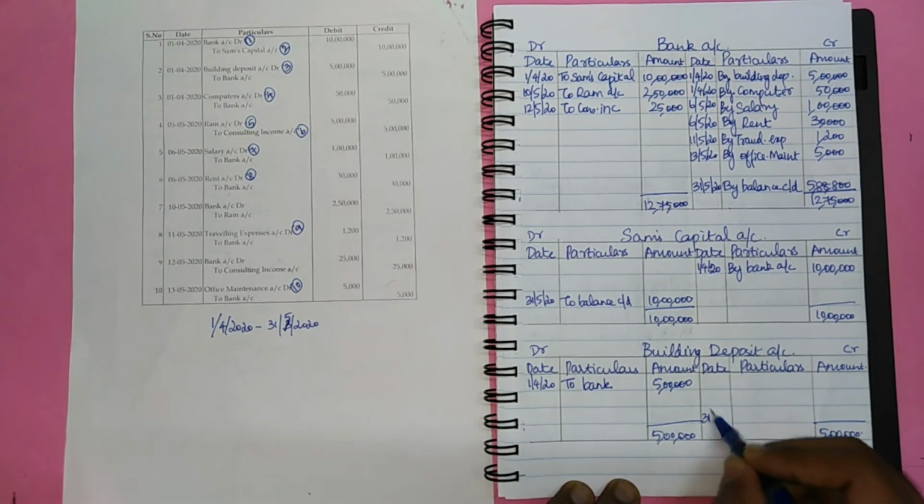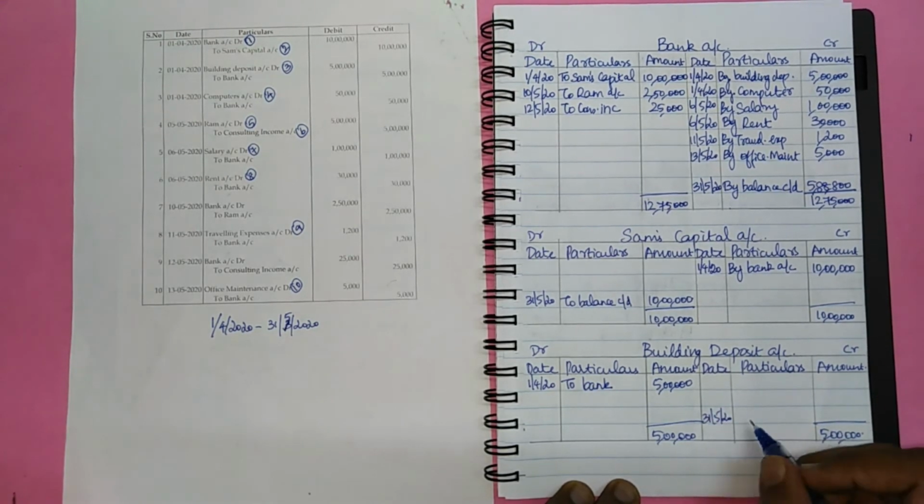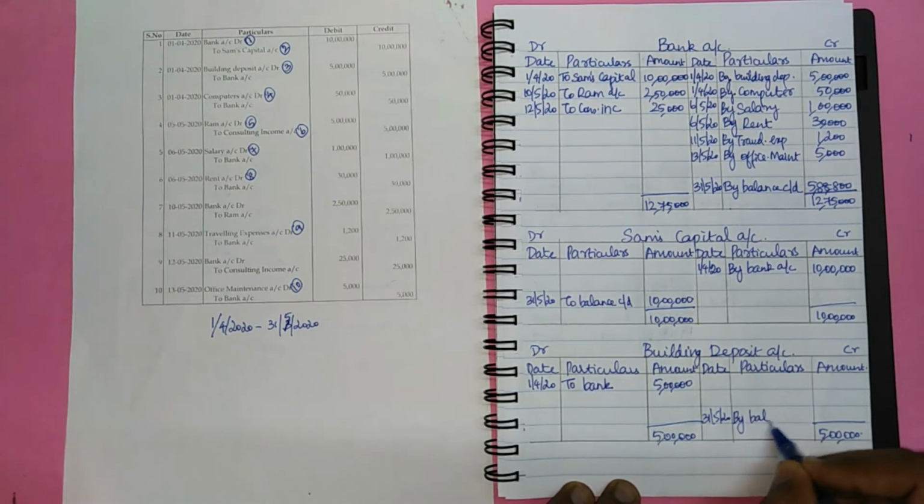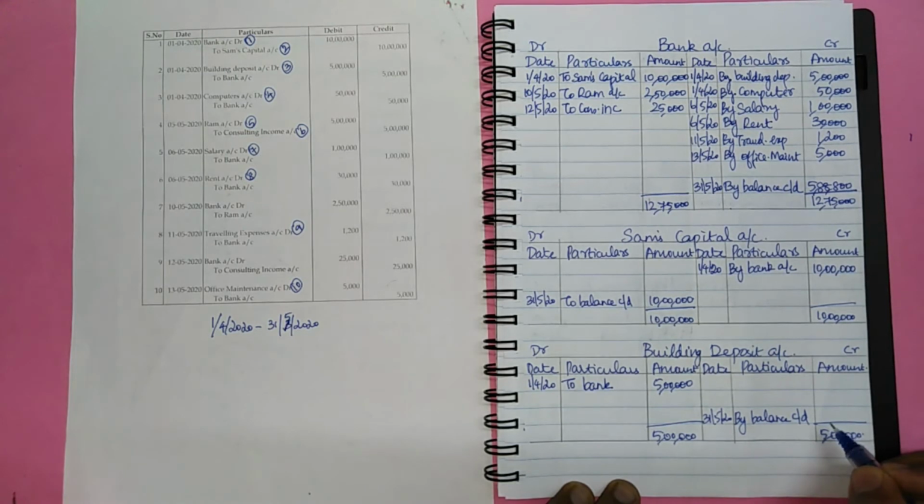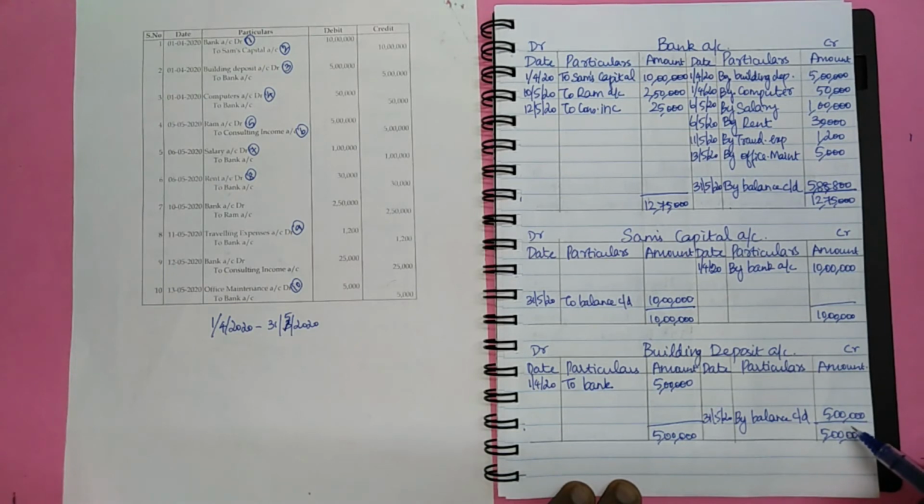On 31st May 2020, since it is the credit side, it will be by balance carried down rupees 5 lakh. And now you will be able to identify what balance this is. This is a debit balance because the debit side gave the highest balance while totaling.